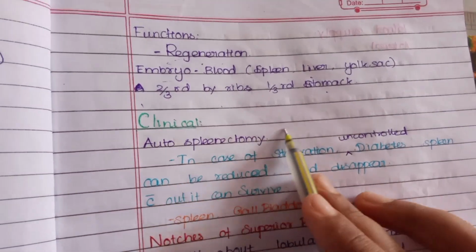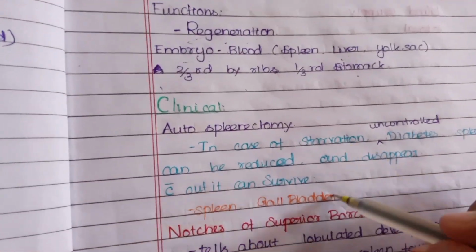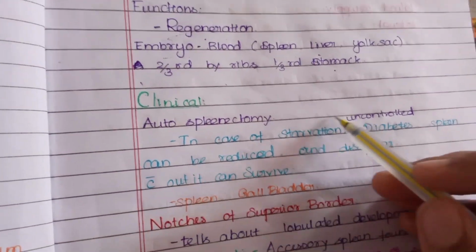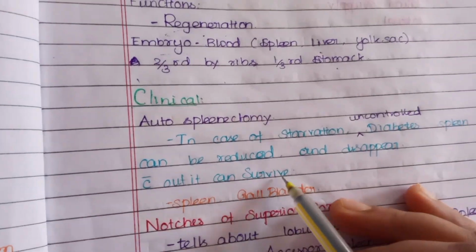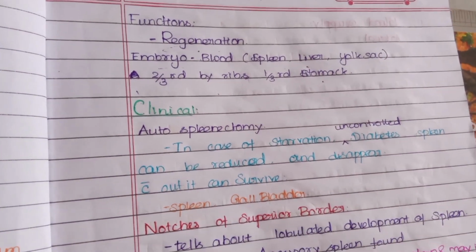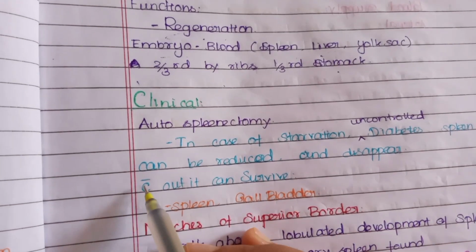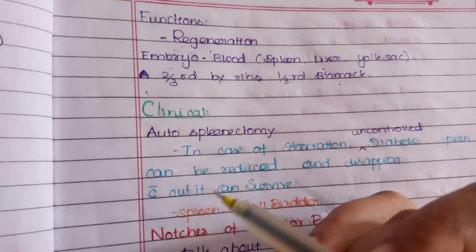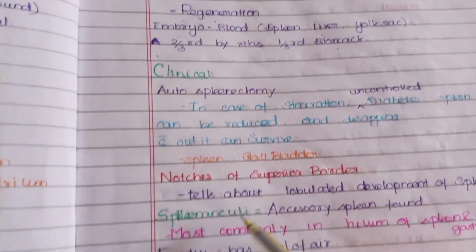Clinical aspect, applied anatomy: autosplenectomy. See here, in cases of severe starvation and uncontrolled diabetes, the spleen can undergo autosplenectomy. The size will be reduced and it can disappear also. Even without some organs, one person can survive. What are they? Spleen and gallbladder.